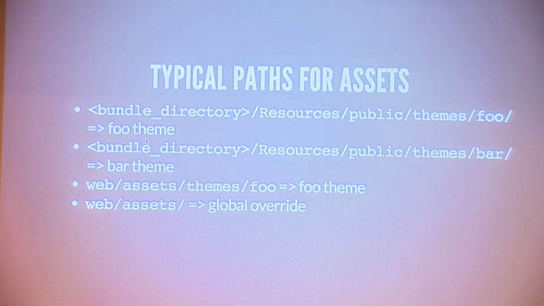Typical paths again, because this follows a convention as well. You can have assets in the public resources directory of your bundle. So your bundle, Resources/public/themes/foo-theme. Same for bar-theme. And you can also directly place your assets, like it is recommended in the Symfony best practices, directly in web/assets/themes/your-bundle/your-theme-name. And the global override is web/assets.